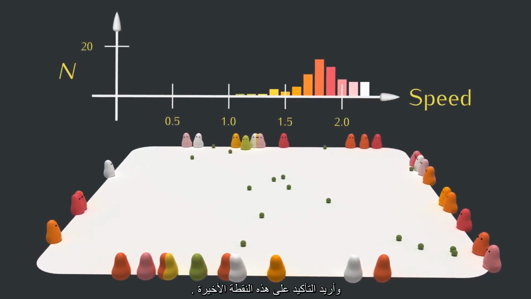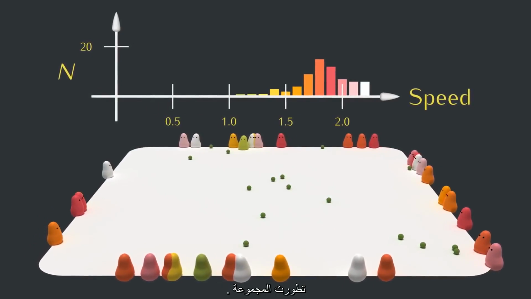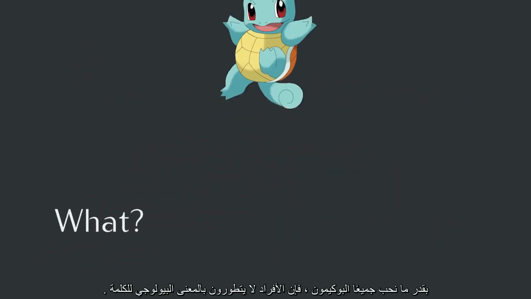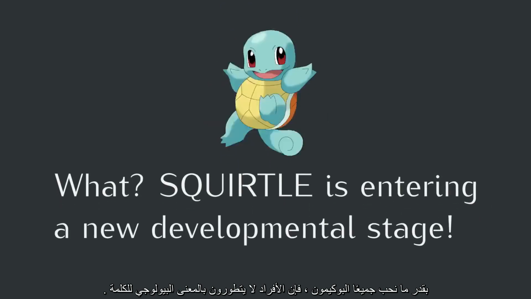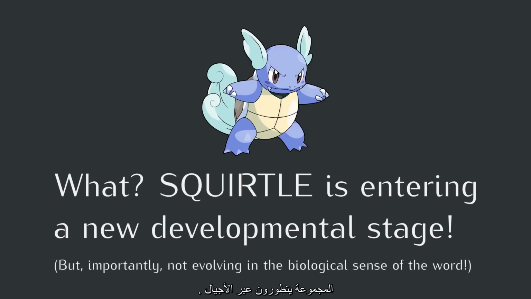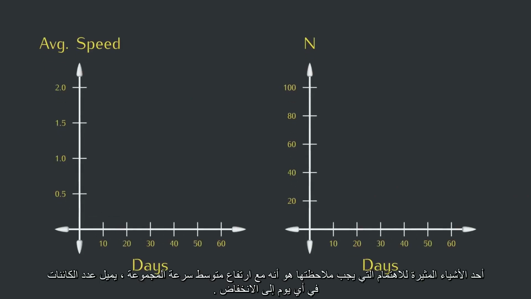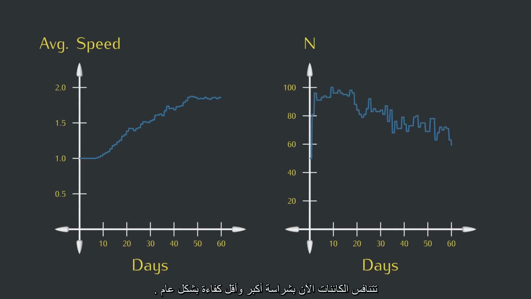And I want to double down on that last point. The population evolved. As much as we all love Pokemon, individuals don't evolve in the biological sense of the word. Populations evolve over generations. One interesting thing to notice is that as the average speed of the population went up, the number of creatures in any given day tended to go down. The creatures now compete more fiercely and are less efficient overall.